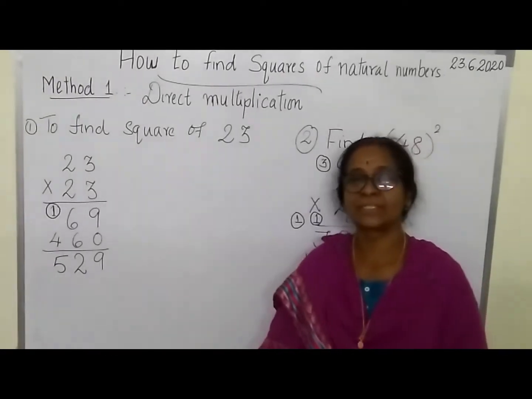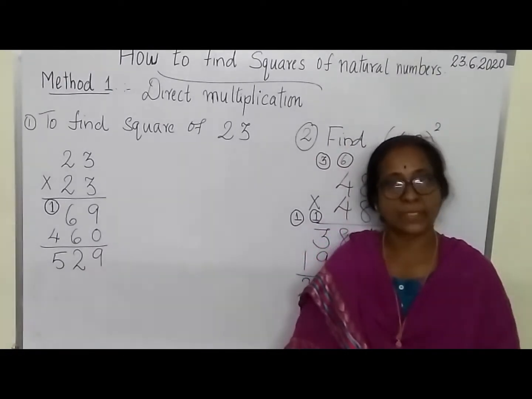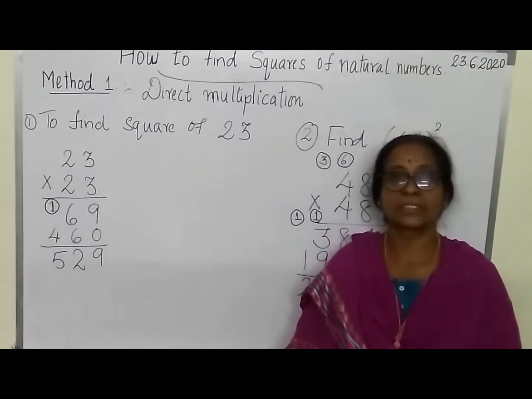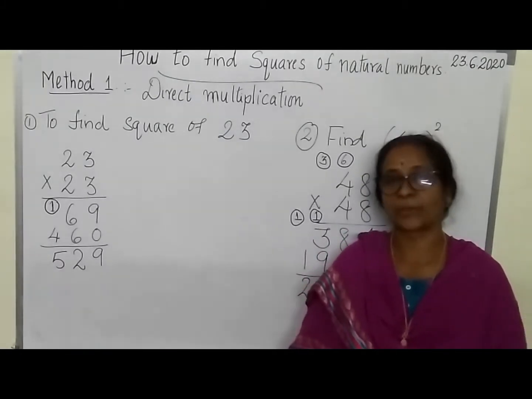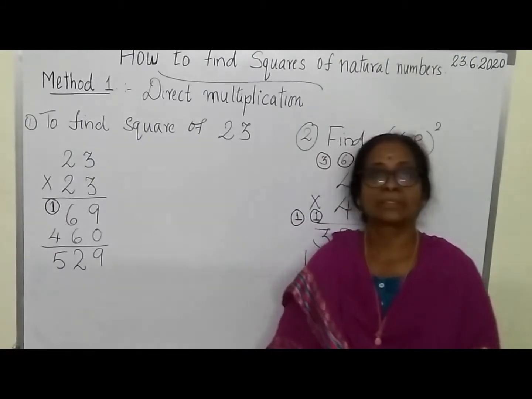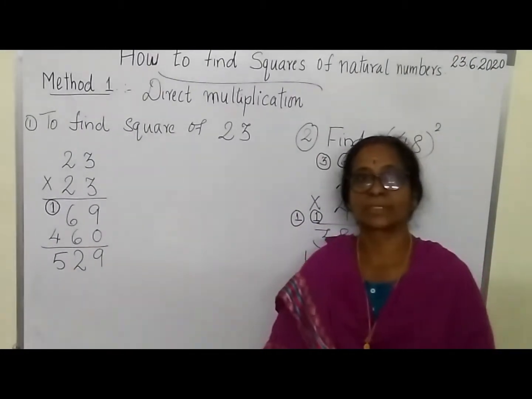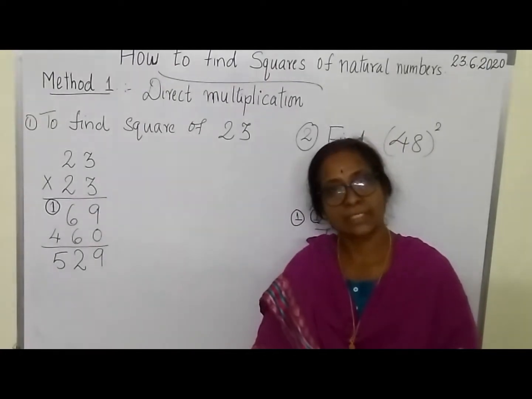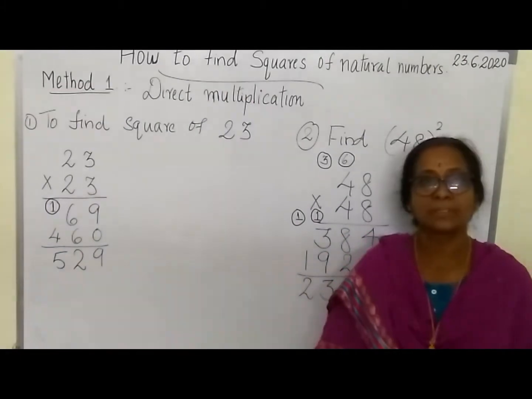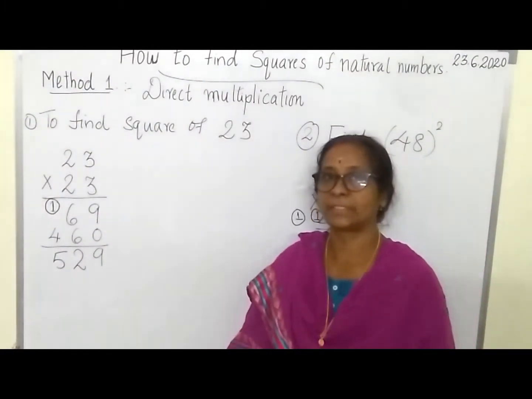Hello dear students. In the previous videos we learned about square numbers, their properties, and we used those properties to solve exercise 6.1. In this video we are going to learn how to find the squares of natural numbers. There are various methods to find the squares of natural numbers. The easiest one is direct multiplication.